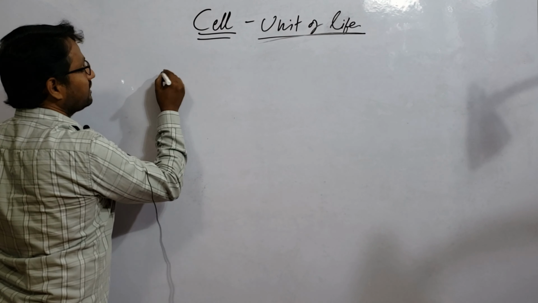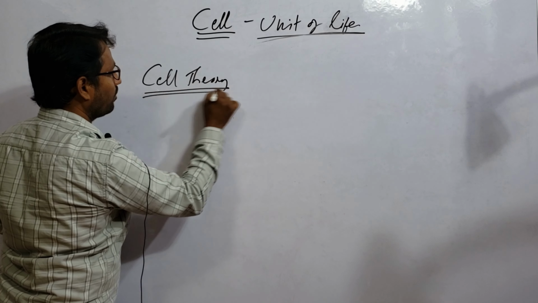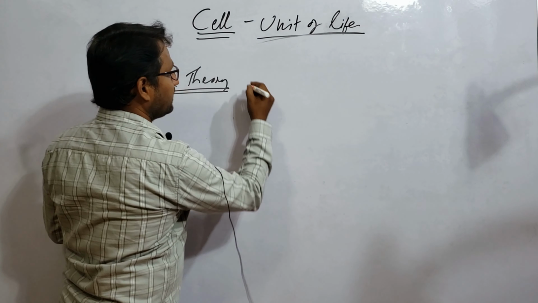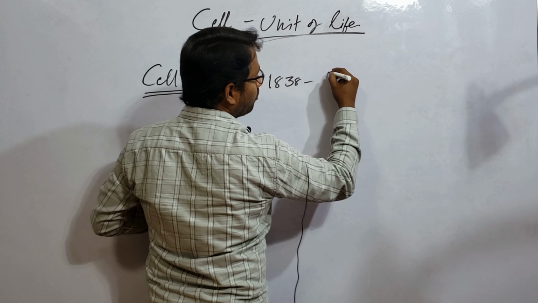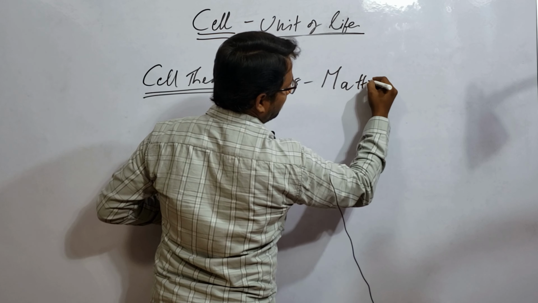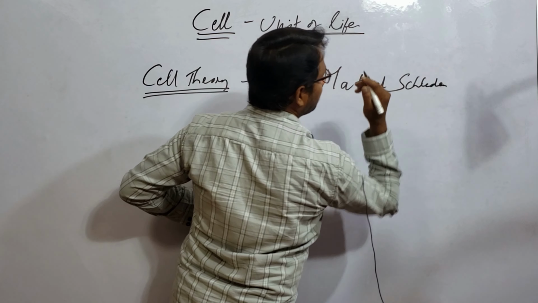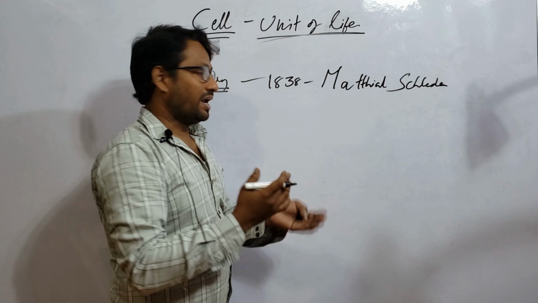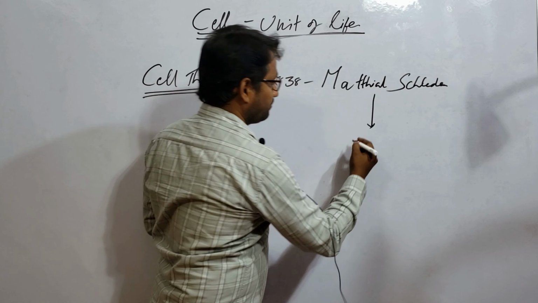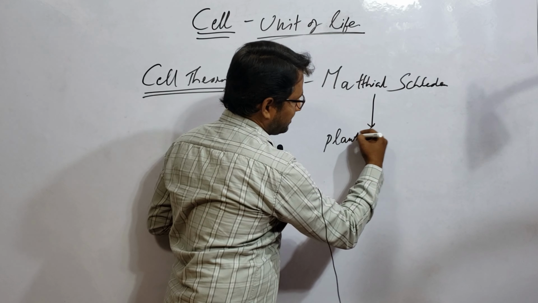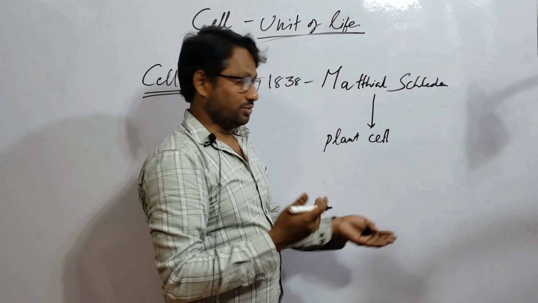Now we will go for cell theory. In 1838, a German botanist, Matthias Schleiden, observed different types of plants and found the plant tissue is made of different kinds of cells, that is plant cells. As he is a botanist, he observed different kinds of cells in plant tissues.